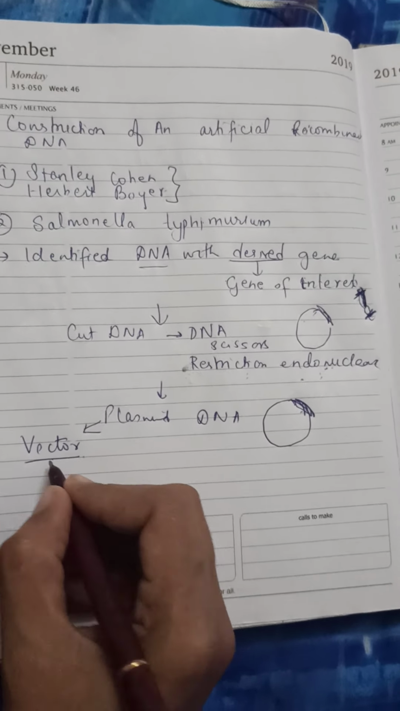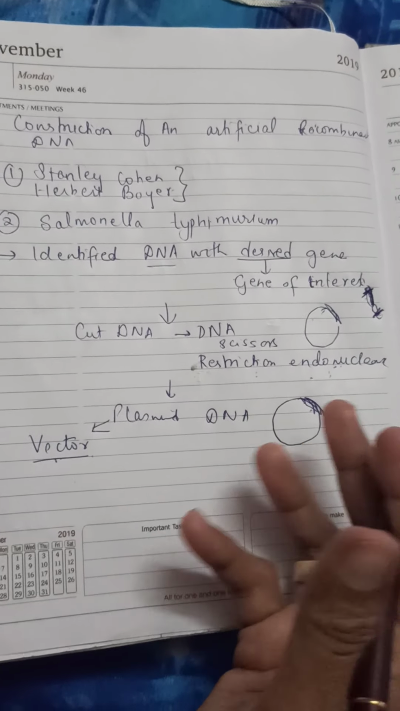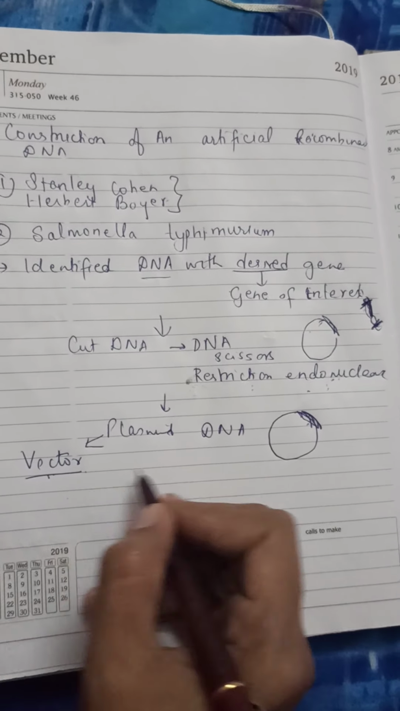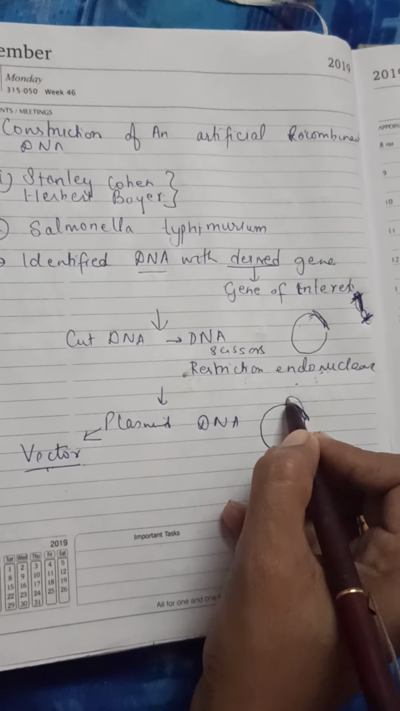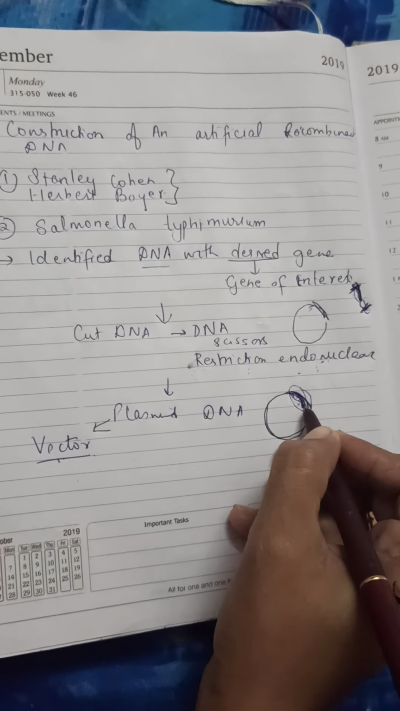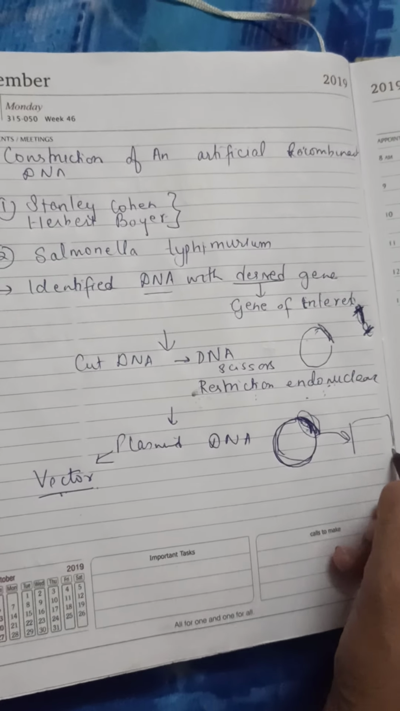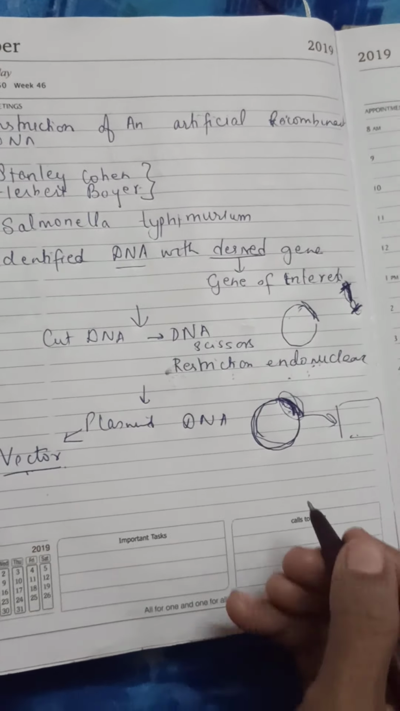So what is a vector? A vector is a vehicle of DNA molecule which helps to transfer the cut piece of DNA. What is our main aim? We have to transfer this into the host organism. So this plasmid DNA is acting as a vehicle which is transferring this into the host organism. So this plasmid DNA acts as a vector.